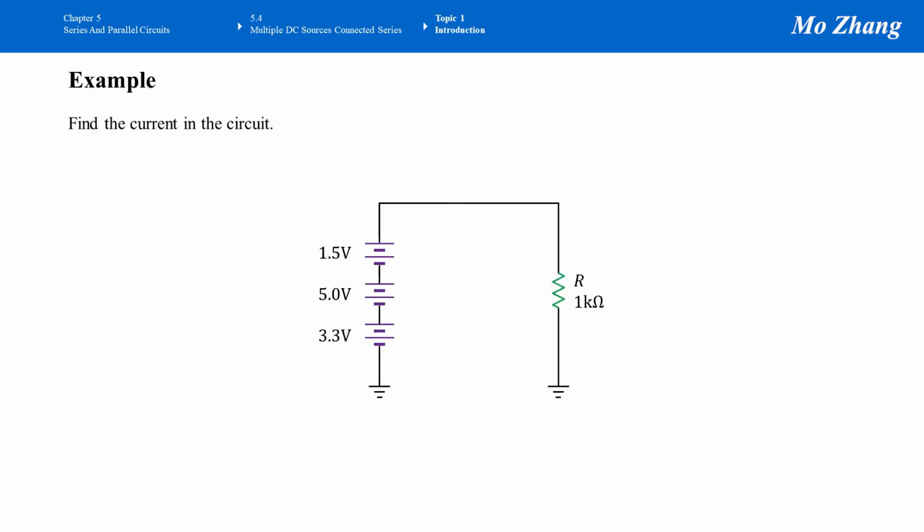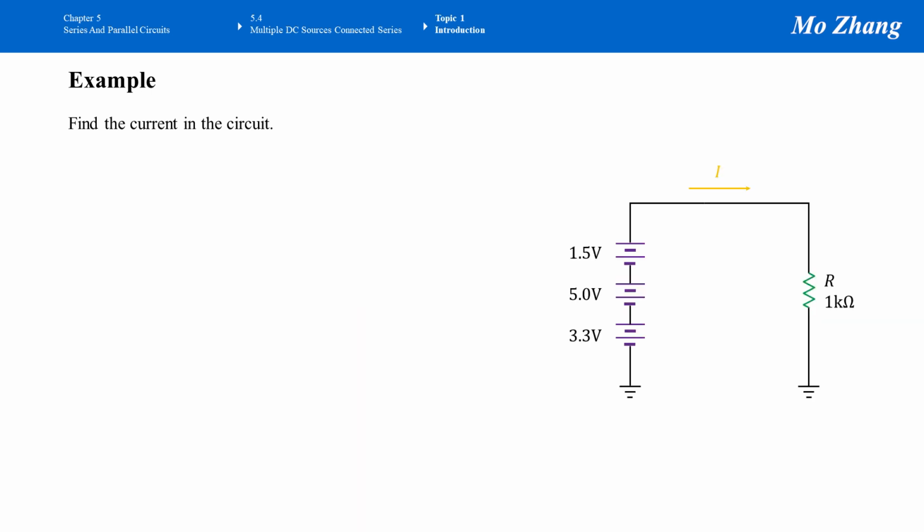Let's work on this example. We have three sources connected in series, and the sources together provide a voltage to the resistor R, which is 1 kilo ohm. We want to know what the current in this system is. So put the circuit to the side. First, find the total voltage for this system.